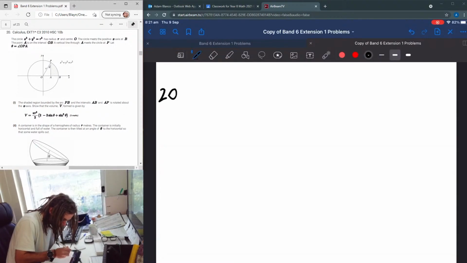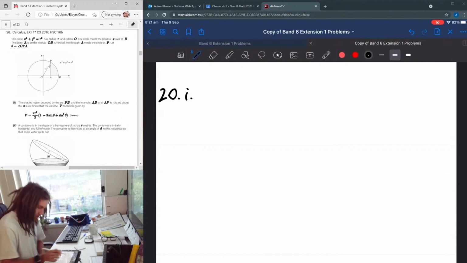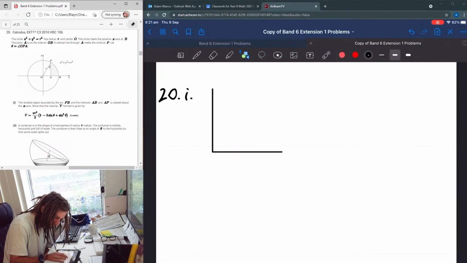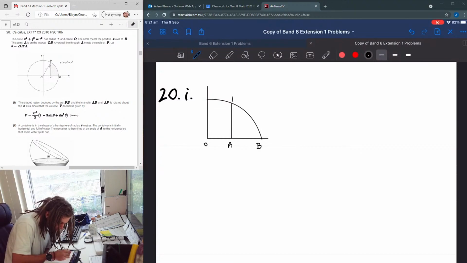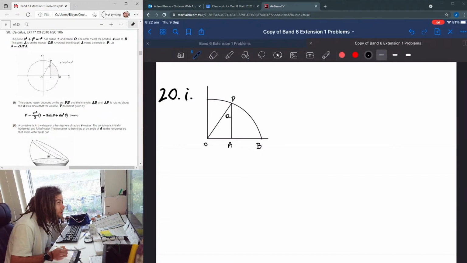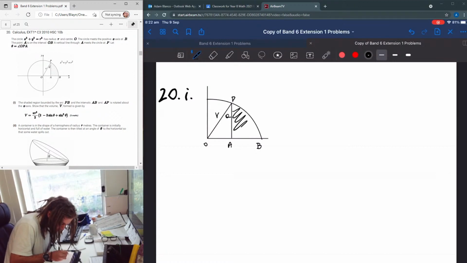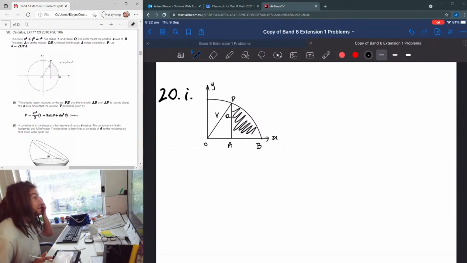Okay, so question 20. Okay, so should I just draw that? That O, A, B, P. There's another line there. Theta, R, shaded, X, Y. Okay, what are you thinking so far? Because this is kind of strange.